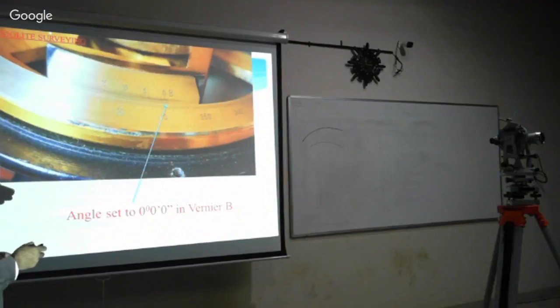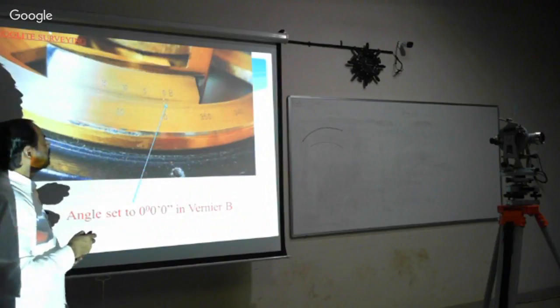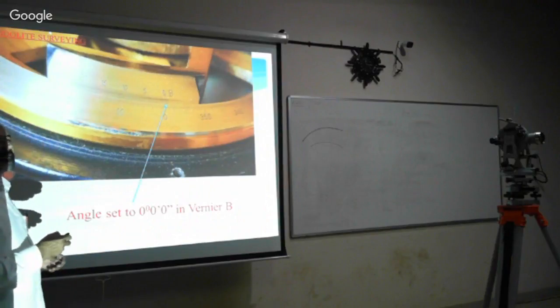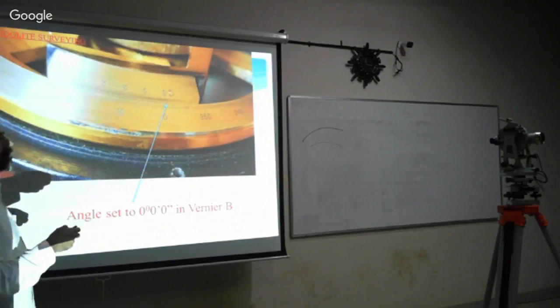Now please look at this here. 350 and this is zero. 350 plus 10 is 360 or 0. Isn't it? 360 or 0. This is the vernier scale. This is the main plate, the main scale, and this is the vernier scale.